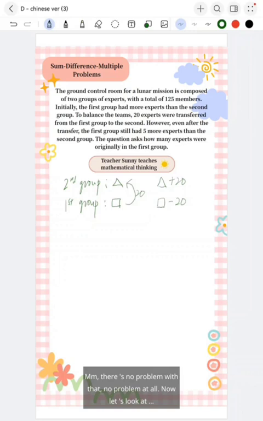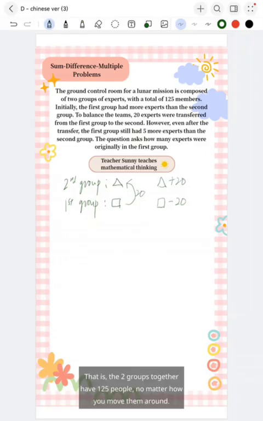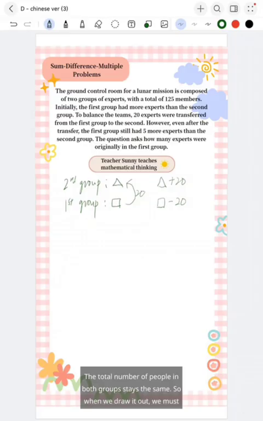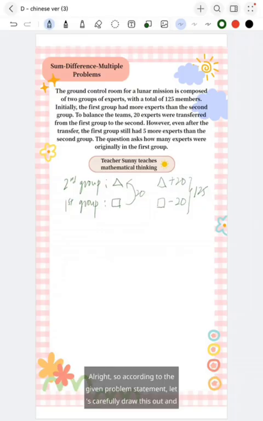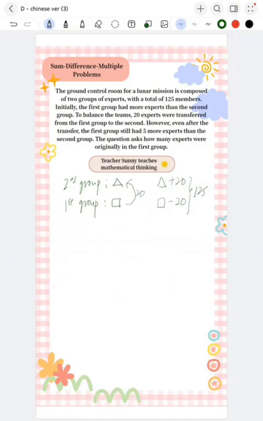There's no problem with that. Now let's look at what the invariant is. That is, the two groups together have 125 people, no matter how you move them around. The total number of people in both of these groups absolutely stays the same. So, when we draw it out, we must clearly show that it is 125. Alright, according to the problem statement, let's carefully draw this out and visualize it. Once we've understood it, let's continue.